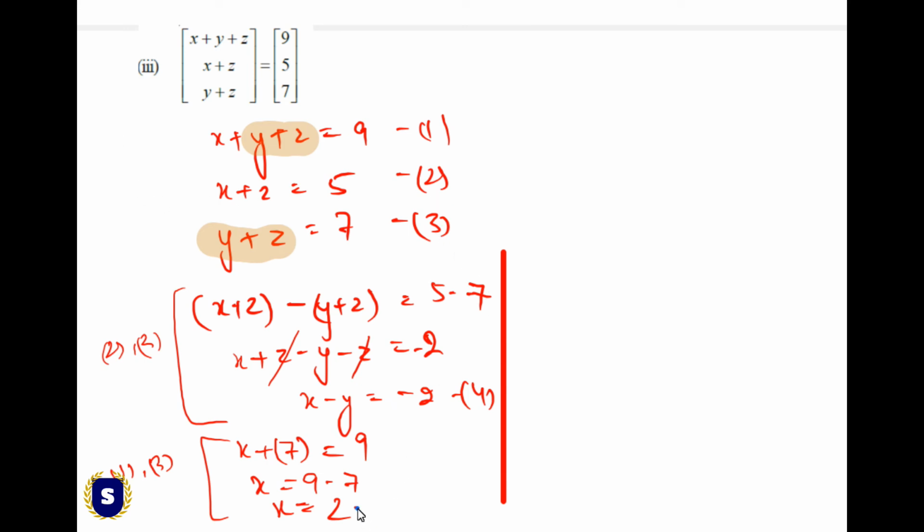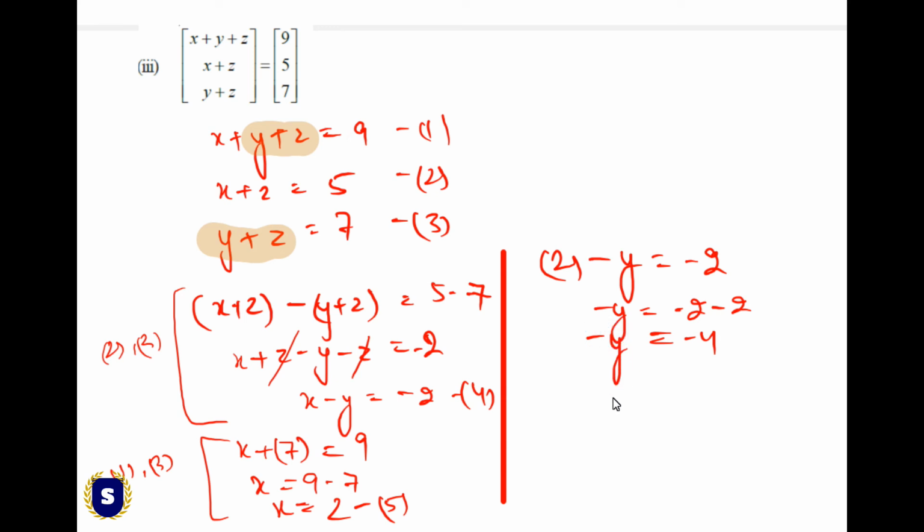Substituting this value of x from equation 5 into equation number 4, we will get 2 minus y is equal to minus 2, minus y is equal to minus 2 minus 2, that is minus 4, and the value of y is equal to 4. So we have got the value of y also.